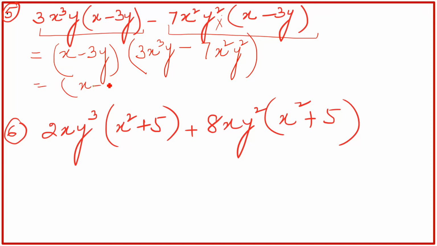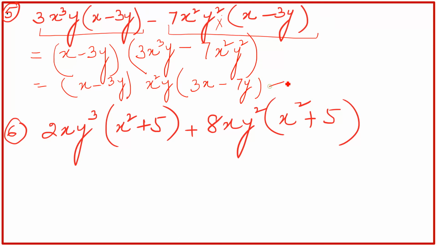Now x minus 3y will remain the same, but from this part we can take something as a common. We can take x square y as common, right? So what is left here? 3x minus 7y. Right? So this is the answer.